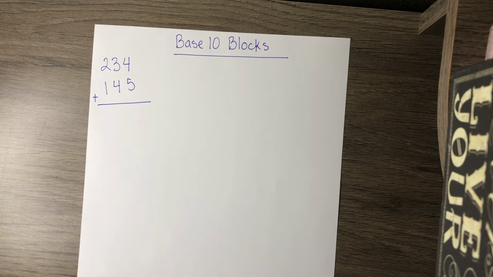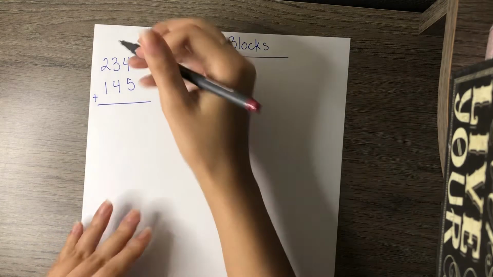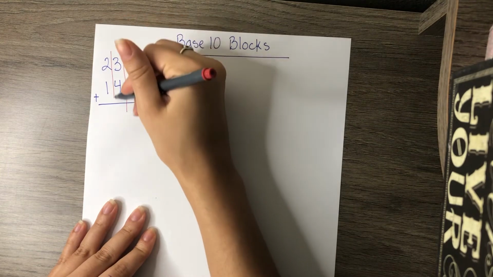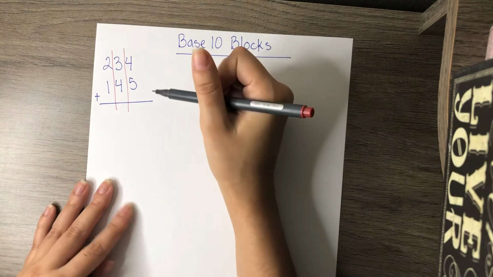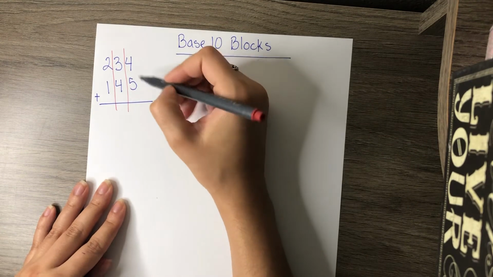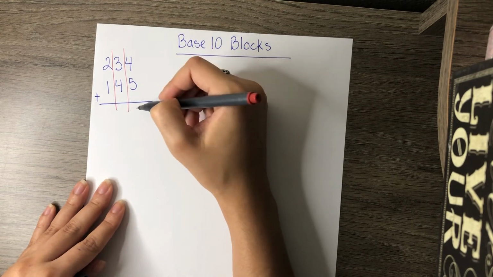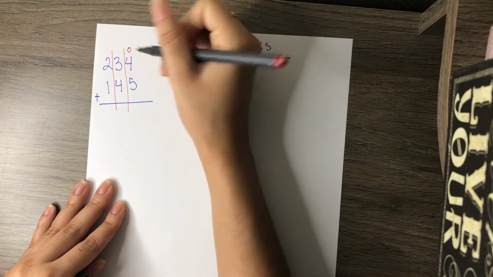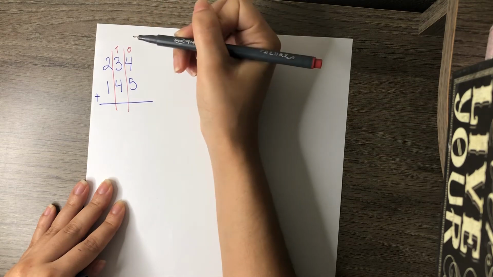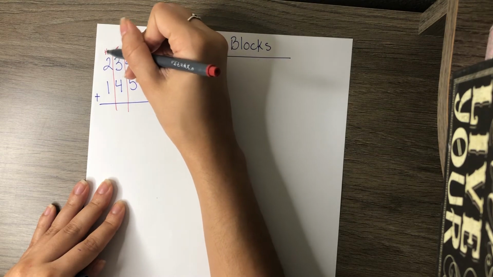So what I like to do first, I like to separate my numbers to identify which one is in the ones place, which one is in the tens place, and which one is in the hundreds place, which is going to help us identify if we're going to use a unit, a long, or a flat. So here we have our ones place. I like to put an O to know that that's our ones place. And then this is our tens place, and this is our hundreds place.